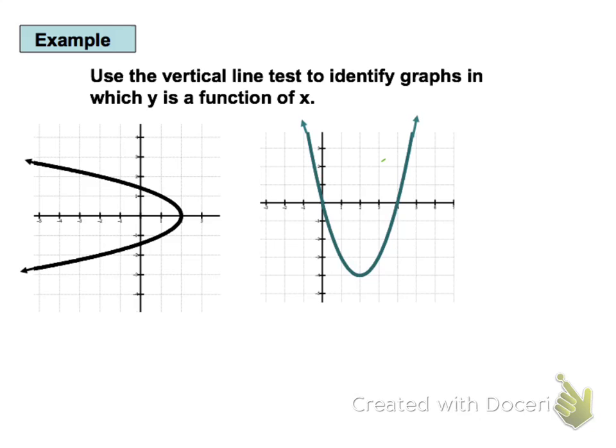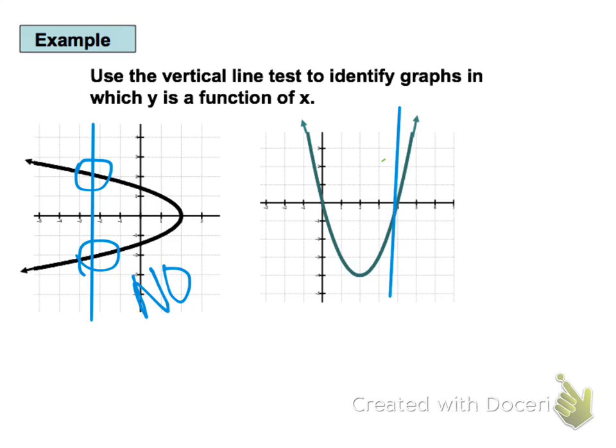Let's just look at this first one. If I draw a vertical line somewhere on this graph, I can see that it crosses 2 times. So that means no, this is not a function. But on the next one, anywhere I draw this vertical line, anywhere I want, it only crosses once. So in fact, yes, this one is a function.